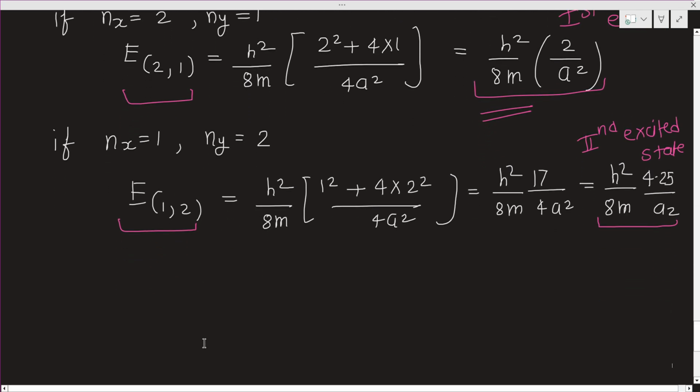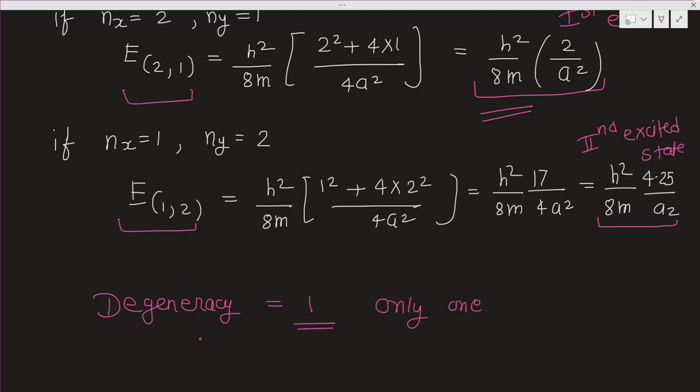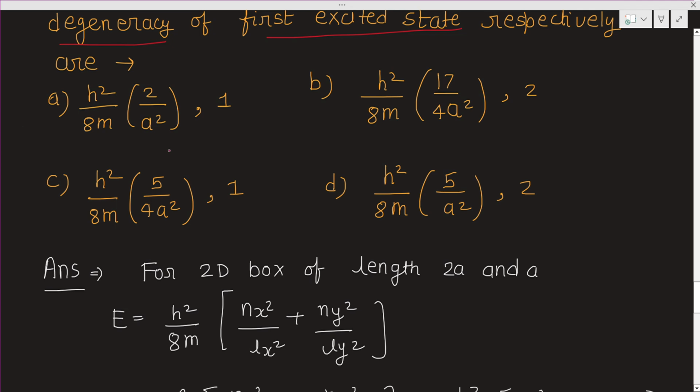So if you want to find out the degeneracy, the degeneracy of this state will be equal to 1 because there is only one state, that is E21. Okay. So in this way you have to do this question. Now if you want to match with the options, see here. In option number 1, you have given h square upon 8m, 2 upon a square and 1. This is your answer. Let's see the next question.